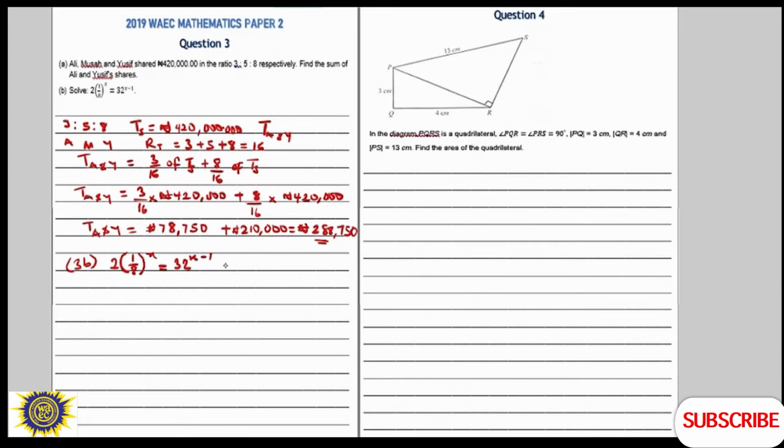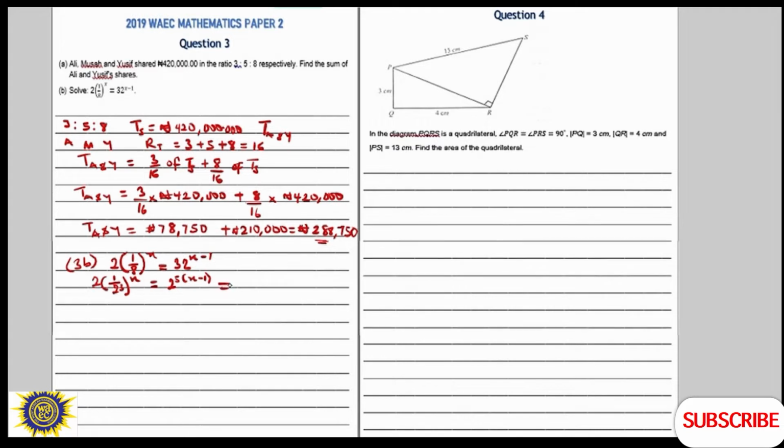So the first thing is to express this in the same base. How do we go about it? We express it in the same base by changing all the numbers that are not in base 2 to base 2. To change this one to base 2, you express it as 1 over 2 raised to power 3, bracket close x, equal to 2 raised to power 5, that is 32 for you, in bracket x minus 5.